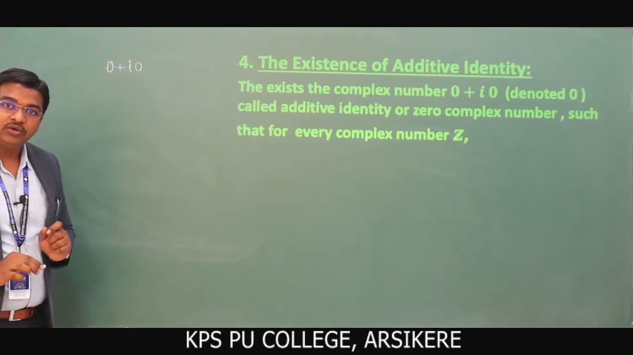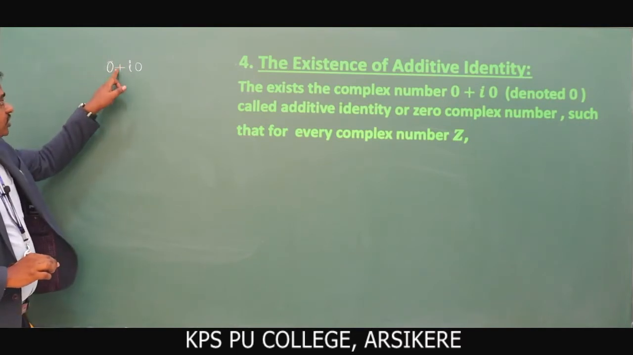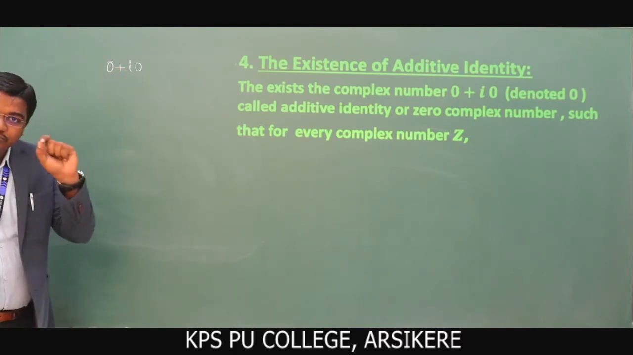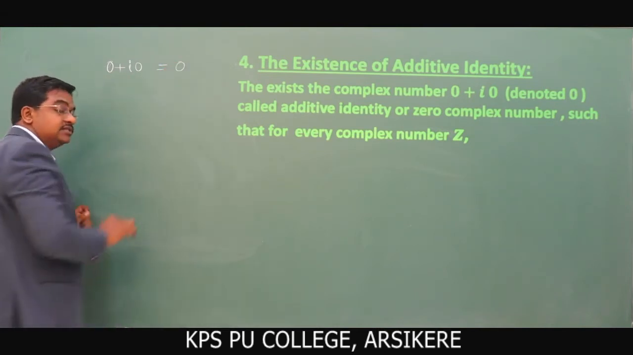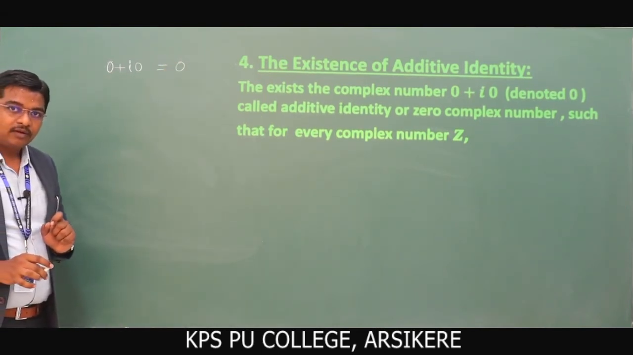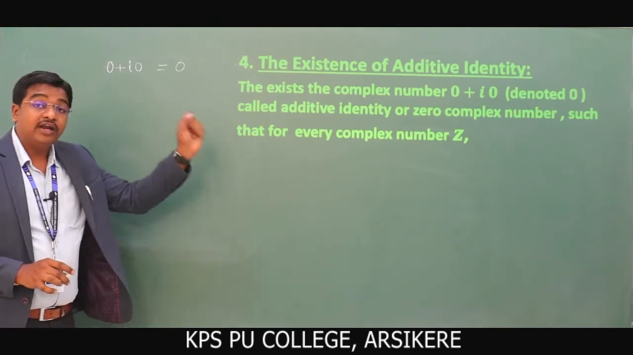0 plus i into 0 is there. 0 plus i into 0 is nothing but i into 0, and anything multiplied by 0 is left with 0. So the total value for us is 0. Okay, so existence of additive identity.